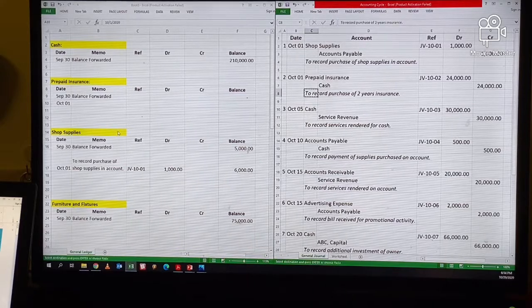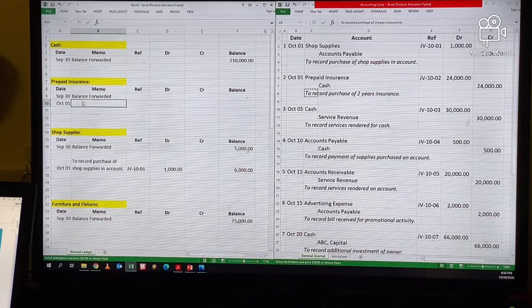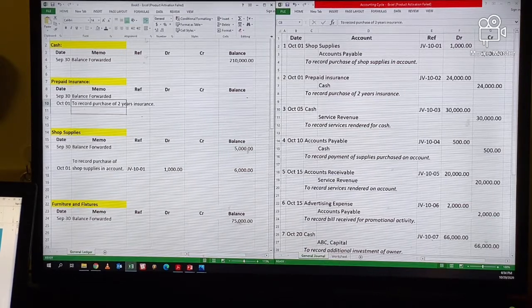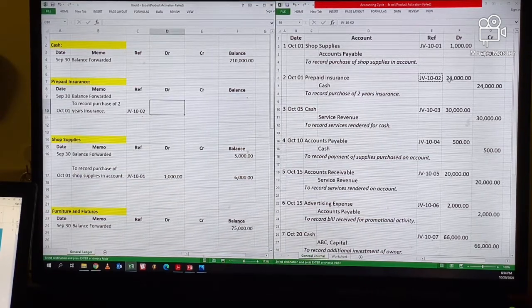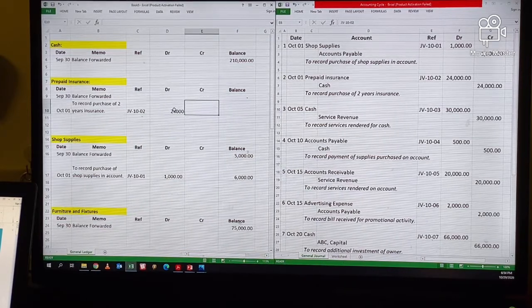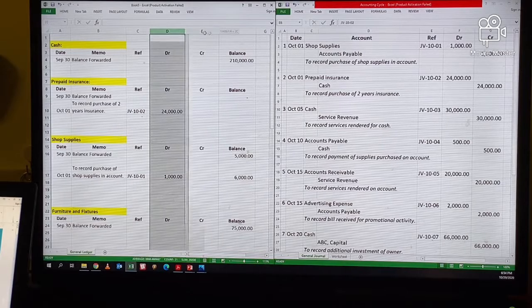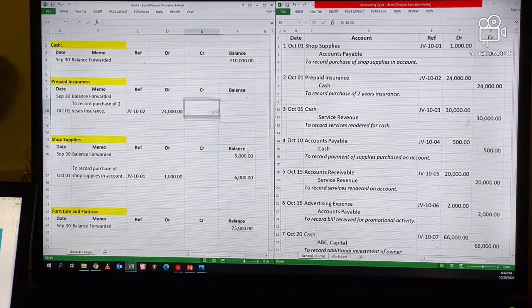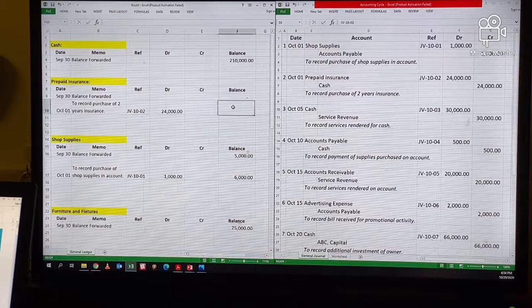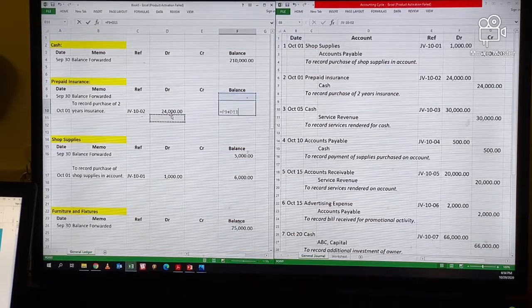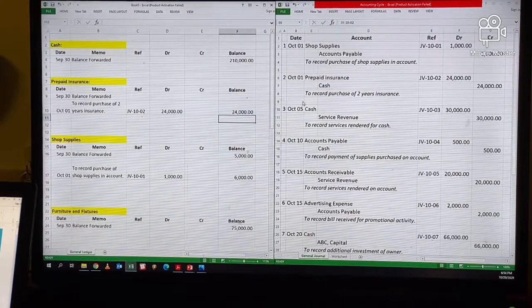Then on October 1, you bought insurance for 24,000. So, the memo, copy the memo. Copy the reference. Then 24,000. Since you have no balance, and since it's a debit, it's an asset, so you add it. Its normal balance is debit. So any increases or debits are plus, and any credit is minus. So that is our prepaid insurance.